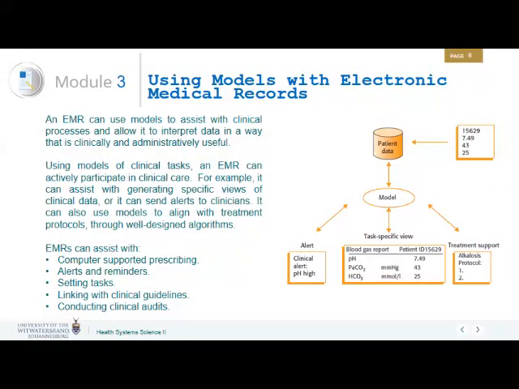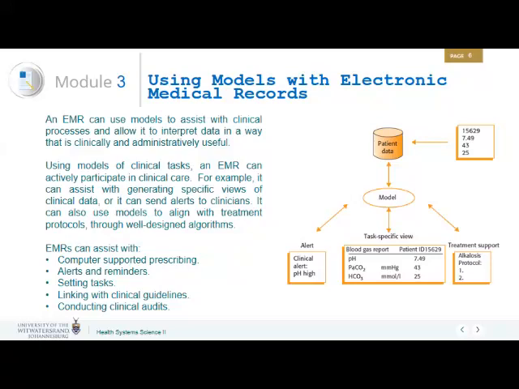Slide 6, we draw a link between some of our previous discussions on models and how models can be used within electronic medical records. So you can see here there's a useful image which shows the link between patient data and the tasks that can be performed through models that are created to facilitate those tasks. So electronic medical records can use models to assist with clinical as well as administrative processes that allow us to interpret data in useful ways.